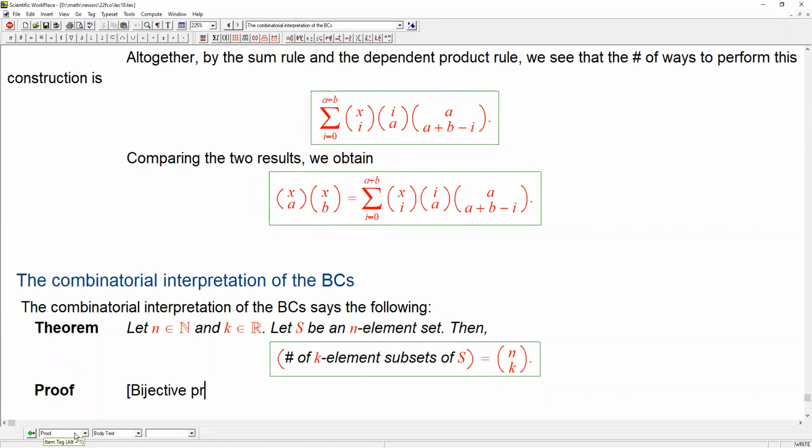Can we prove this bijectively or by double counting? Well, not really, because n choose k was defined as a fraction. A fraction per se doesn't have a combinatorial meaning. It wasn't even obvious that that fraction is an integer.